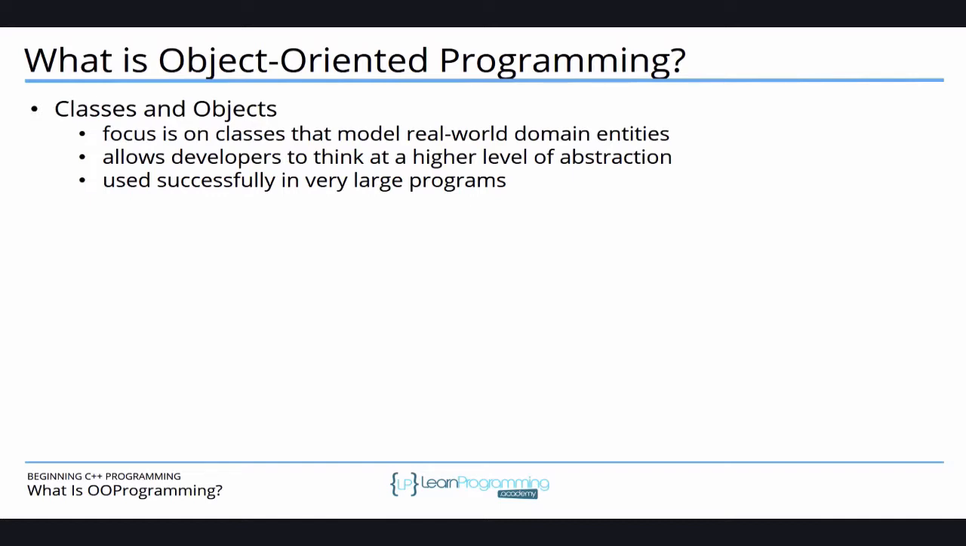So if Frank is an object and it was created from the student class, I can send a message to Frank and ask Frank if he's registered this term. This is very different from procedural programming, where I would have a function that would tell me if the student is registered, and then I would have to pass a student to that function.